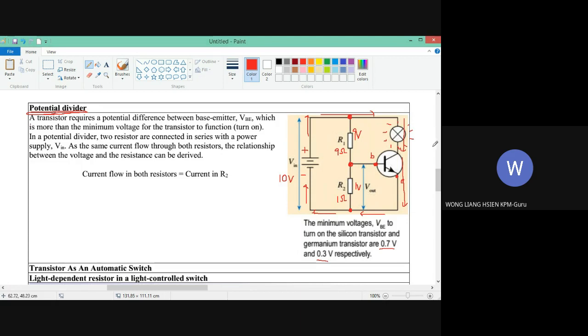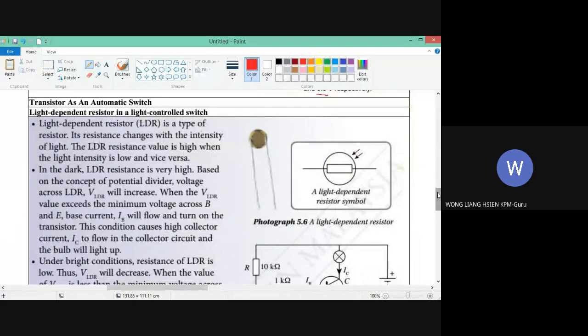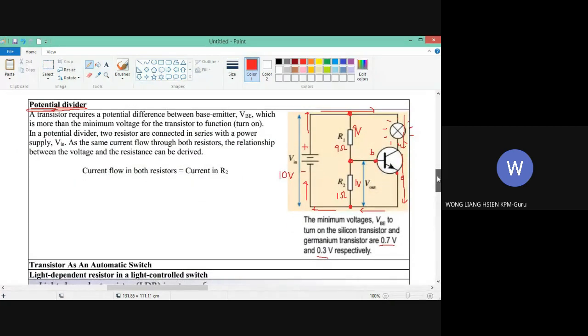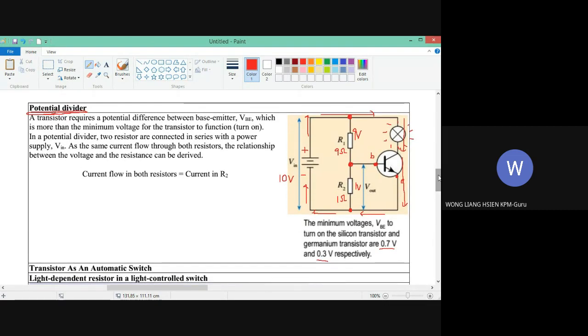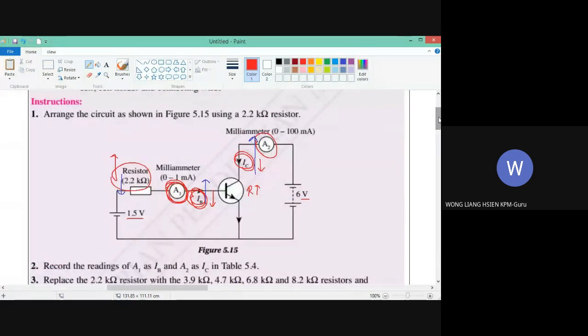Okay, now that we learned about the potential divider already, let's look at transistor as an automatic switch. I think I discussed how we can apply the transistor as a current amplifier. Further application, because if you look at this, we cannot think of any useful application.